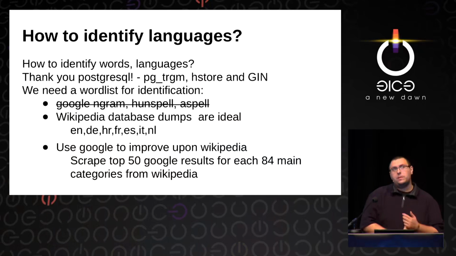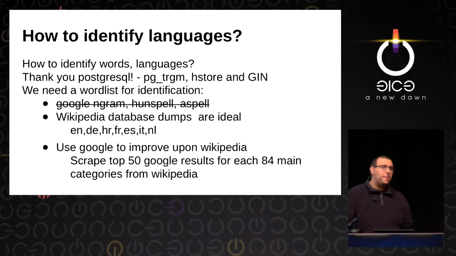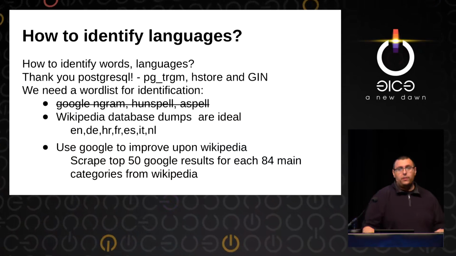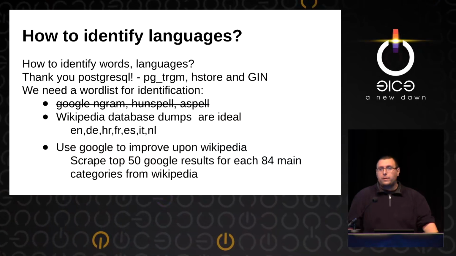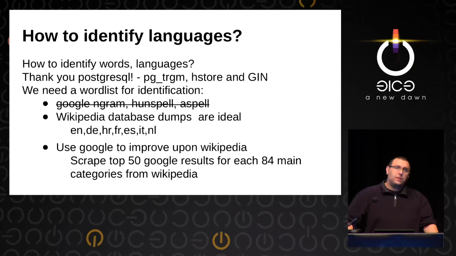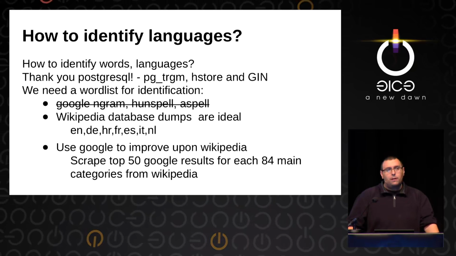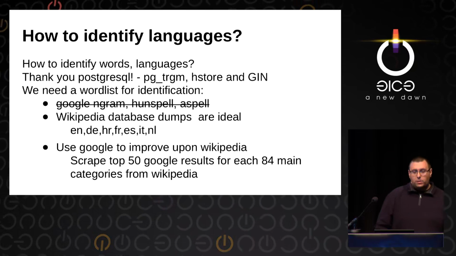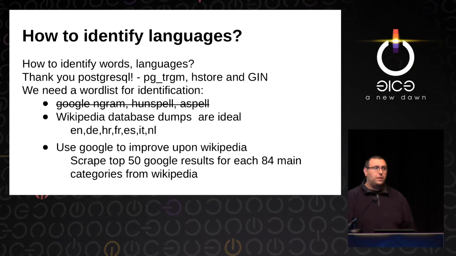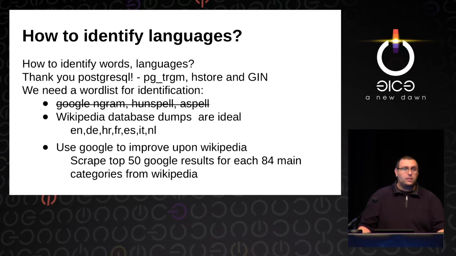The second problem is how to identify languages. For instance, if you say security, you know that it's popular in all languages, but if you say something like plaža, what is that? How can you identify that word? So if you want a good word list, you simply can't rely on things that are available.